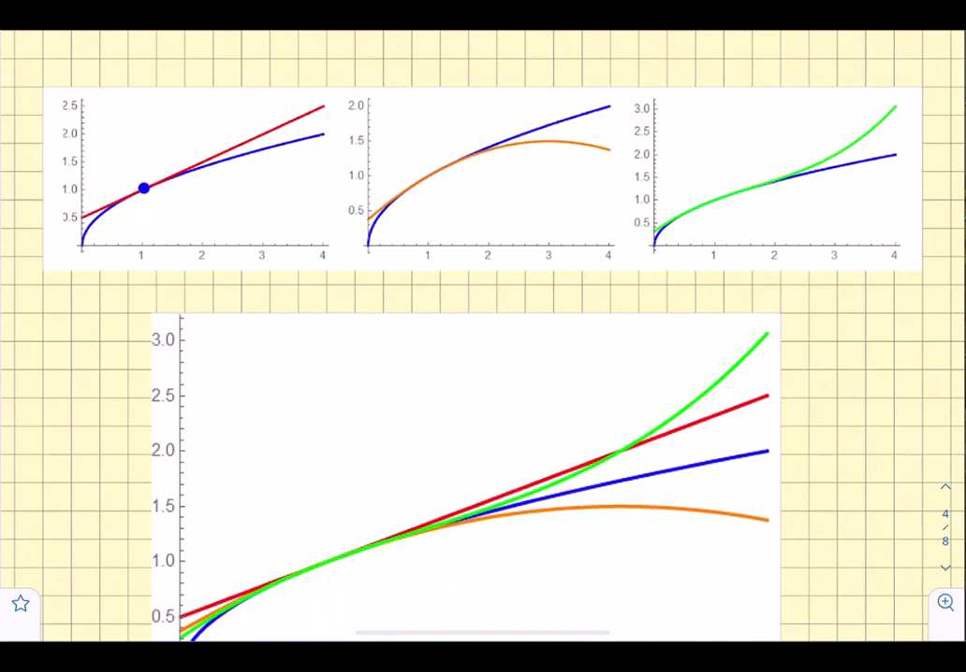Here in the orange, we see this is the T2 approximation. It's quadratic. There's not a lot of the graph shown here, but this is a parabola. Notice that it is centered at x equals 1. Notice that it is a good approximation.